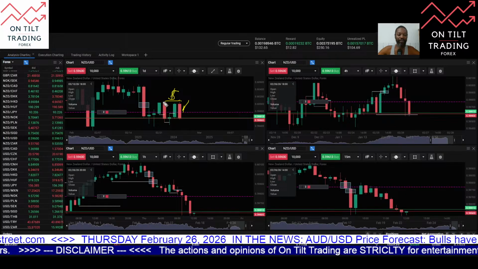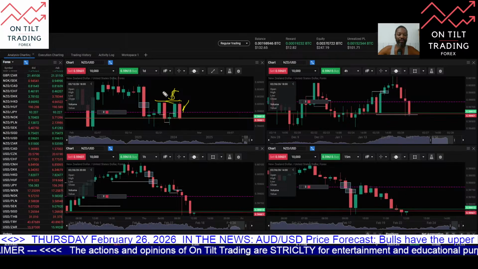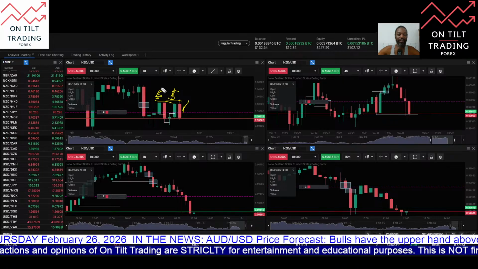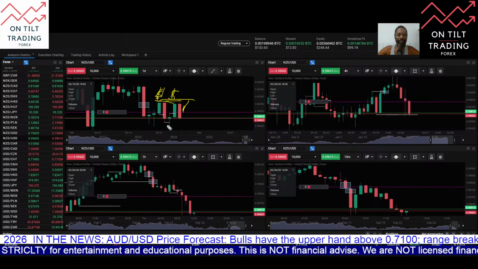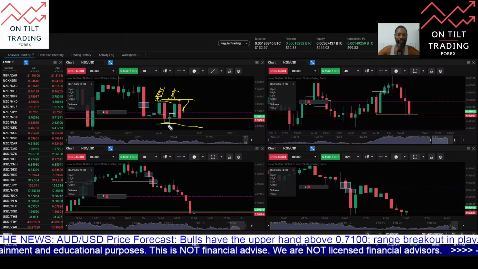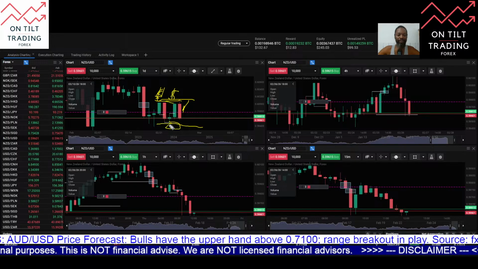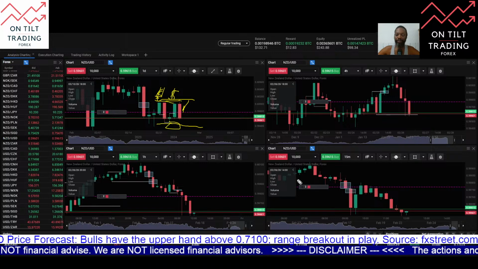This also swept out this liquidity over here to the left, which is going to be swing liquidity. That was also taken out. So here my target is currently this swing liquidity here, this swing low. That's what I'm currently targeting.